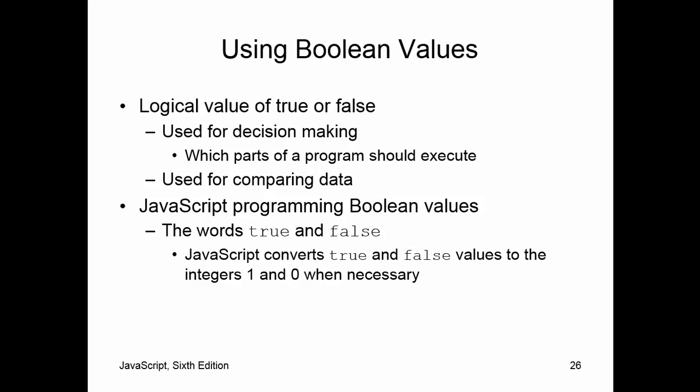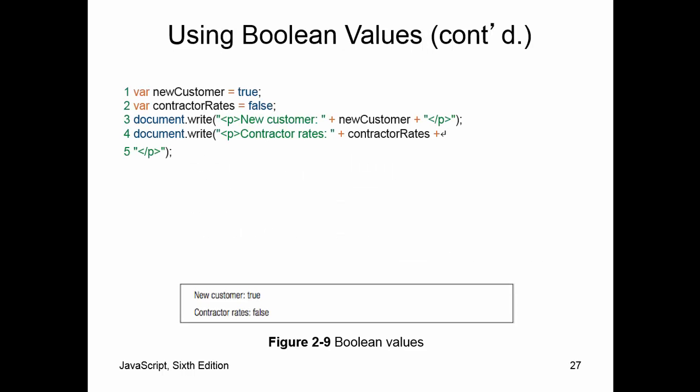True, false, 0. Sometimes true is 1 and false is 0. Sometimes it's looked at as off, on, off being false and on being true, etc. Here are some examples with Boolean.